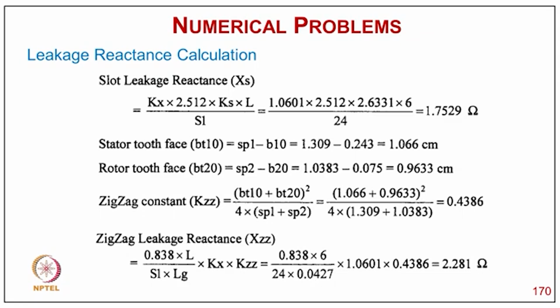The rotor slot phase comes to 0.9633, and the zigzag coefficient, putting in all these dimensions, comes to 0.4386. The zigzag reactance, in this formula, comes to 2.2811 ohms.